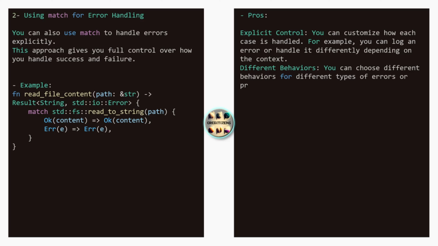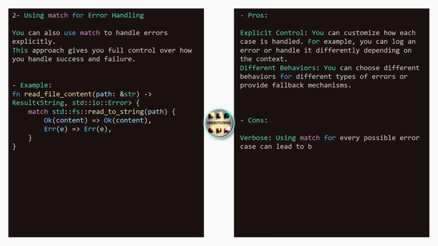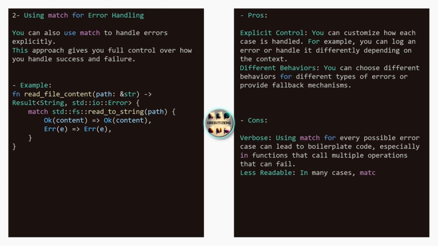Different behaviors. You can choose different behaviors for different types of errors or provide a fallback mechanism. So instead of crashing the app, you can just gently go to another logic. And the cons here, the verbose. So here is not just a question mark, there's more code to write.